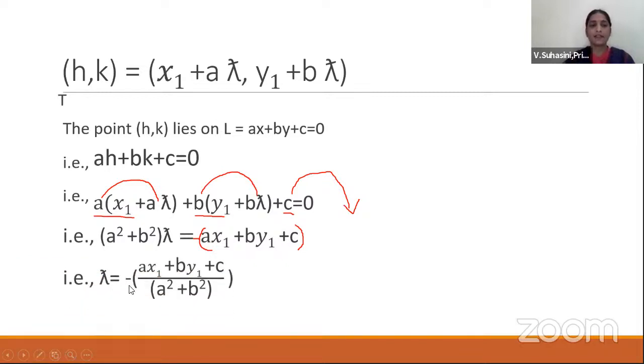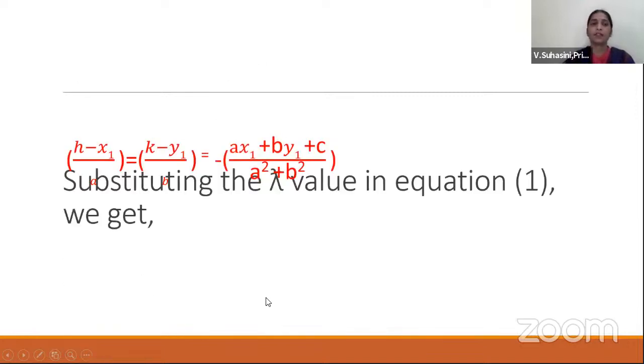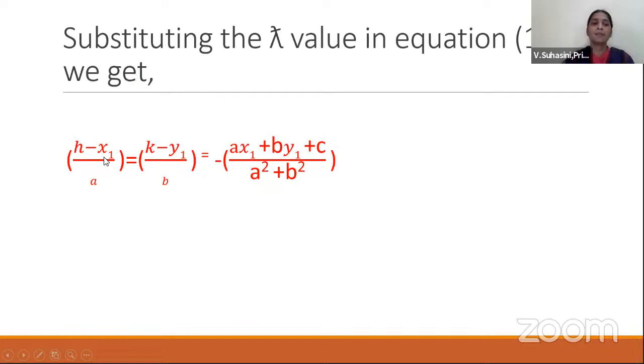Then lambda is equal to minus of (ax1 plus by1 plus c) by (a square plus b square). And this lambda value is substituted in equation 1. We get (h minus x1) by a equal to (k minus y1) by b is equal to lambda, which was there in equation 1. Now we are substituting the lambda value. Therefore, (h minus x1) by a equal to (k minus y1) by b equal to minus of (ax1 plus by1 plus c) by (a square plus b square).